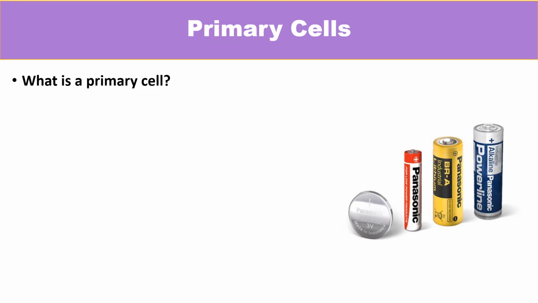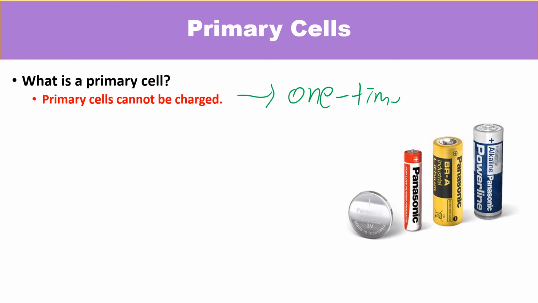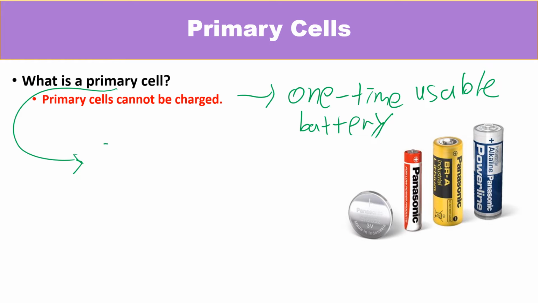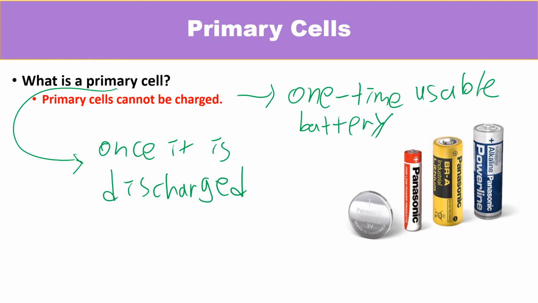In cells, there is something I like to call a primary cell. The word primary is generally used as priority, number one, those kinds of things. A primary cell cannot be charged. What I mean by that is it's one-time usable. Once it's discharged completely, that means it's going to become garbage.